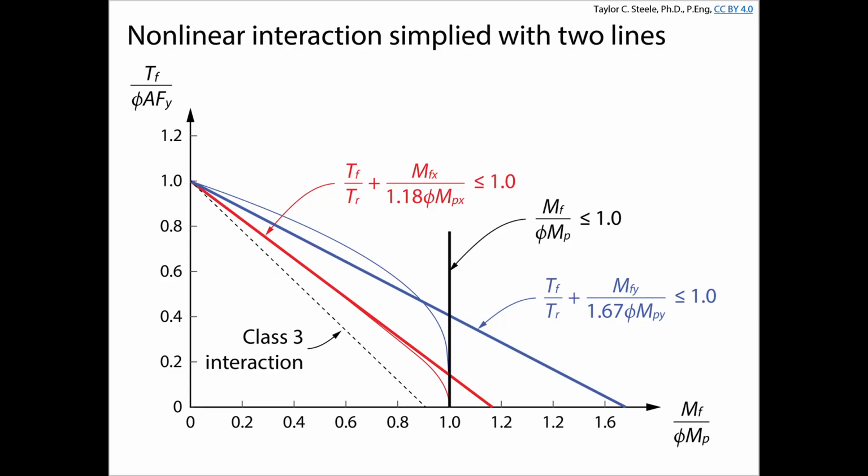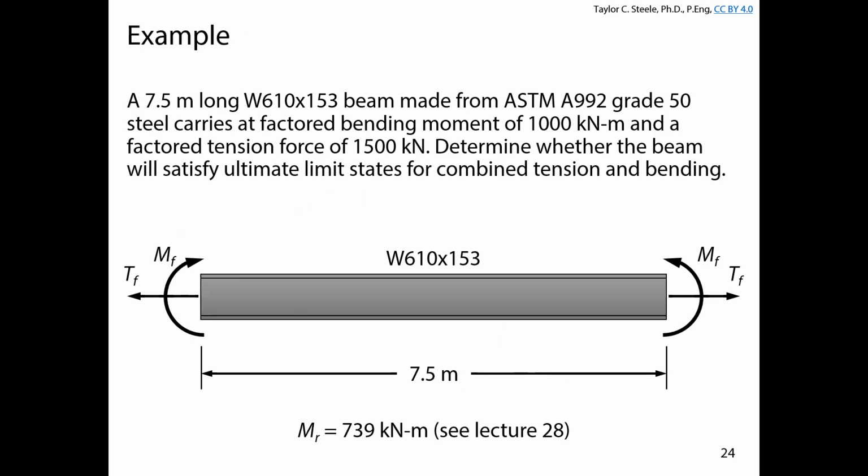Basically, you should have an appreciation now for why we're using all these different kinds of interaction equations. We have some interaction equations for class 3 and 4 beam columns that are based on what we talked about for elastic superposition. Then we have some for class 1 and 2 beam columns where we consider the plastic distribution of stresses. We have two equations to check in that case. We'll see how this works in an example.